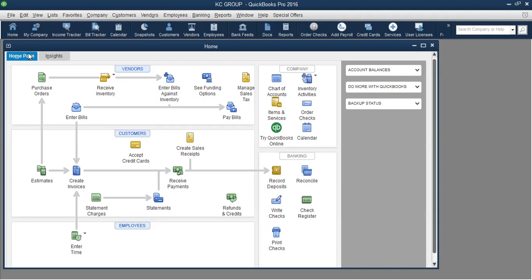So how are we going to convert that to an online version? That's what I just want to show you, how to convert, but we are not going to basically work in QuickBooks Online. Hope that one is okay.